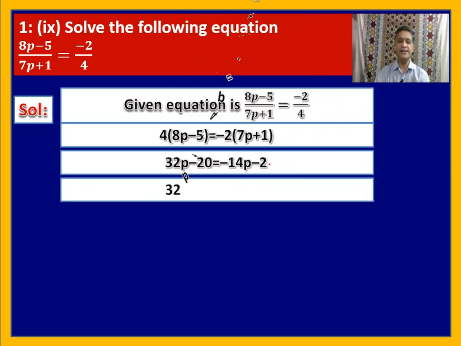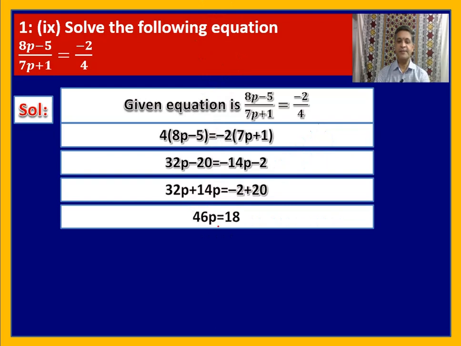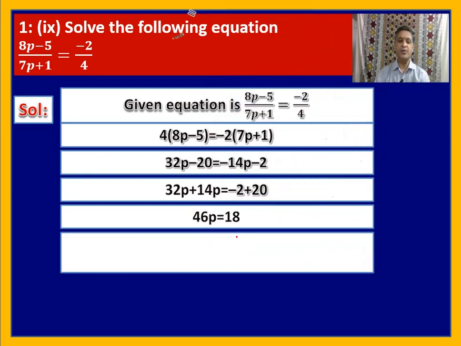Sending variables to one side and constants to the other side, you get 32p plus 14p minus 14p. Send it to the left side, you get plus 14p. So 32p plus 14p is equal to minus 2 plus 20. So you get 46p is equal to 18. p is equal to 18 by 46. There is a common factor 2 for both 18 and 46. Cancel this 2 in 18 and 46, you get 9 by 23. The value of p is equal to 9 by 23.